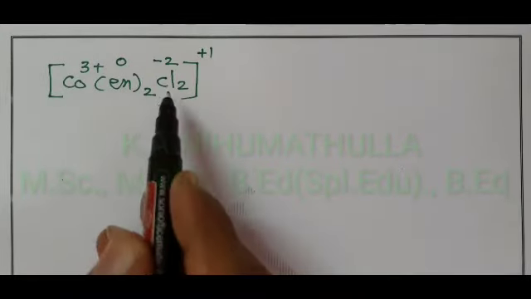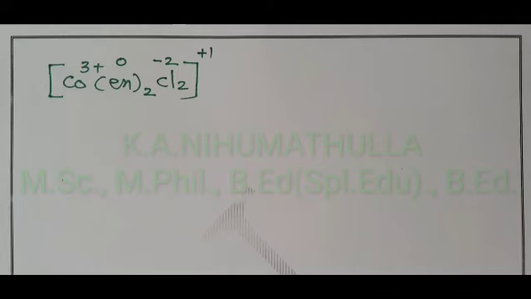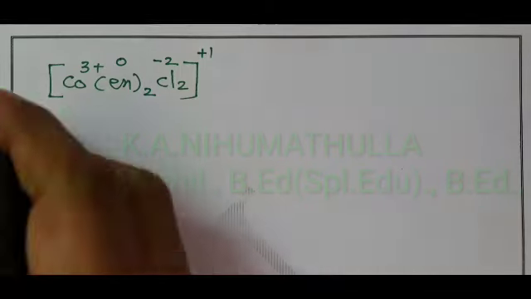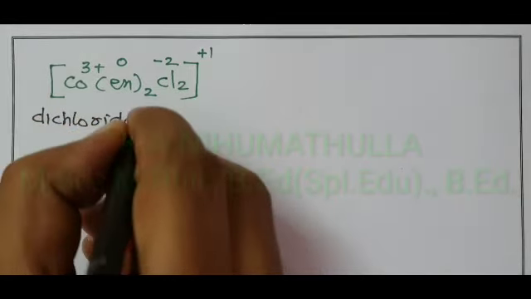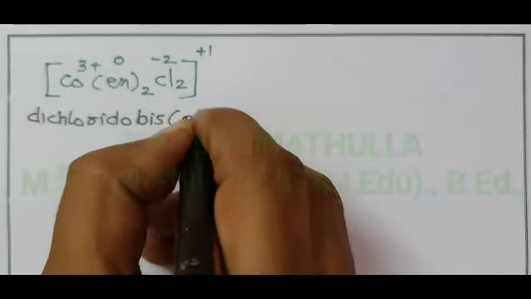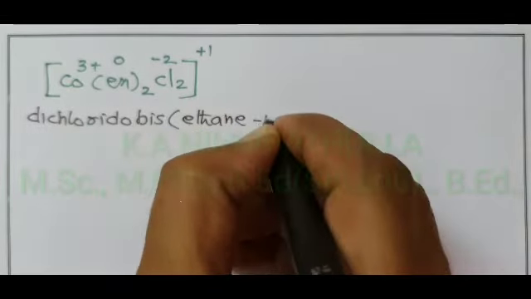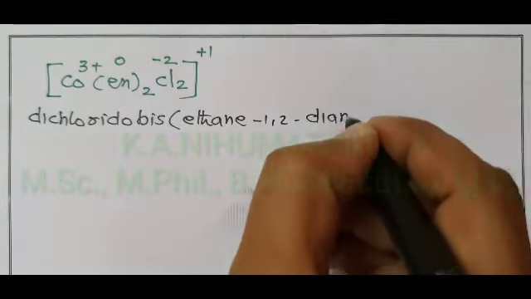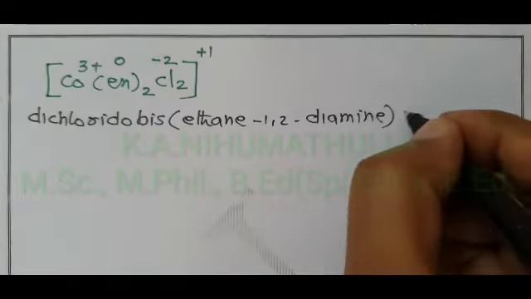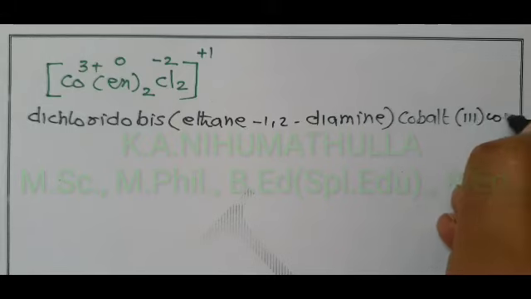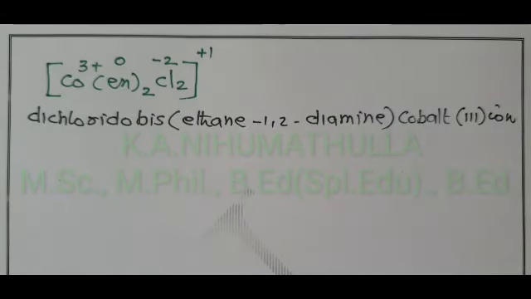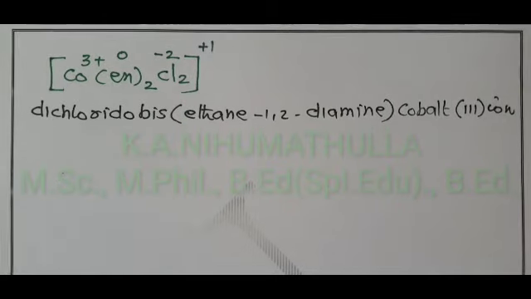So, for this complex we can write, what is the name of the complex? Shall I write the name? Dichlorido, bis(ethane-1,2-diamine)cobalt(III) ion, the IUPAC name. The central metal ion is cobalt, the complex is positive, oxidation state 3. Now I am going to draw one cis form and one trans form. Among the two forms, which form is optically active, that we are going to discuss.